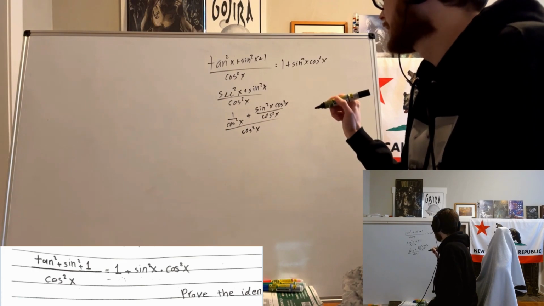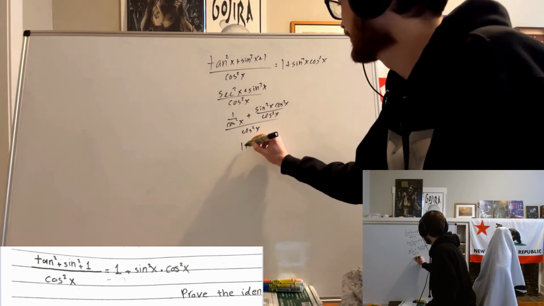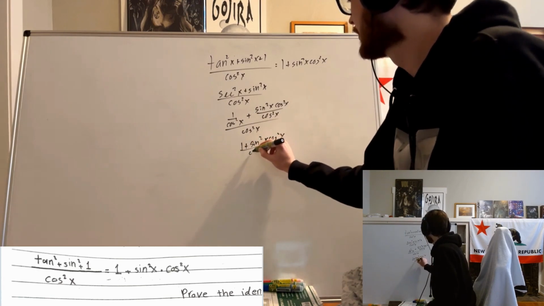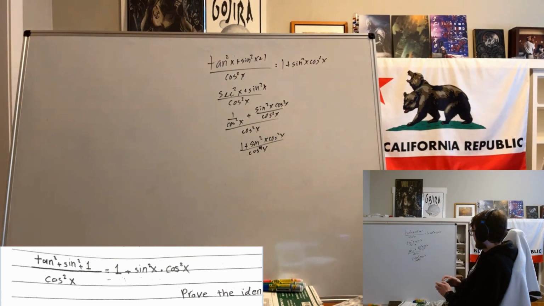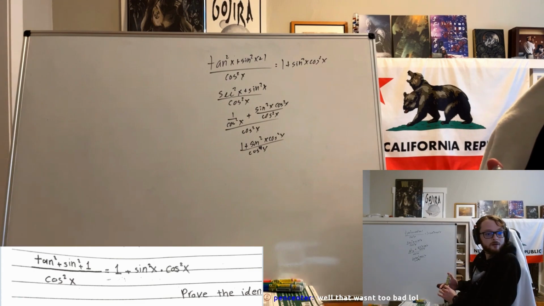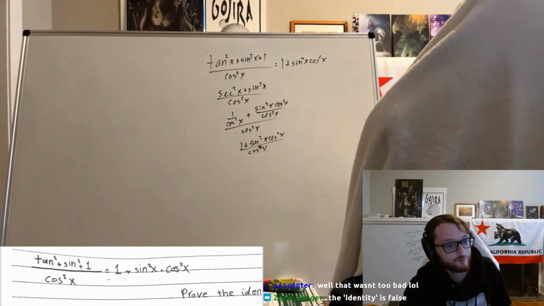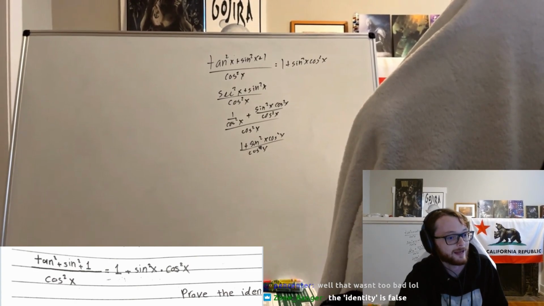Okay. So, really? Where does that go? That can't be right. The identity is false. Oh, did I do the tangent secant one badly? Oh wait. Oh no, it's just the identity. Like this isn't a real one in the first place. That'd be a good thing to check.